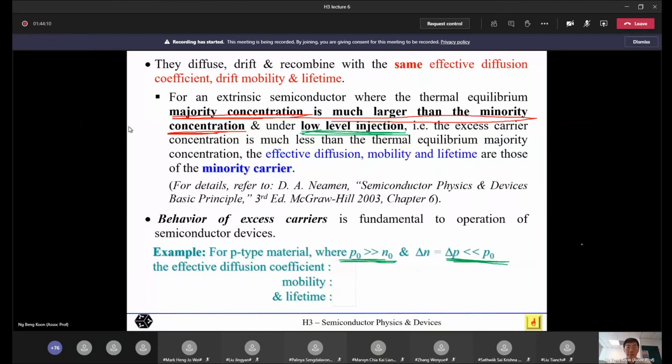Then you find that the extra carriers in the semiconductor, the way they behave, the movement, will basically follow that of the minority carrier in the semiconductor. That means they'll take on the transport parameters of the minority electrons in the semiconductor. So what governs their movement will be the electron parameters. Just keep this in mind.